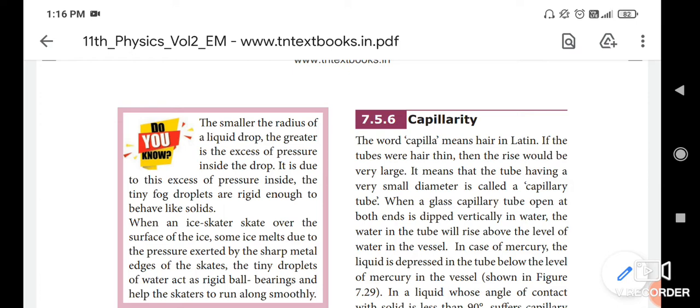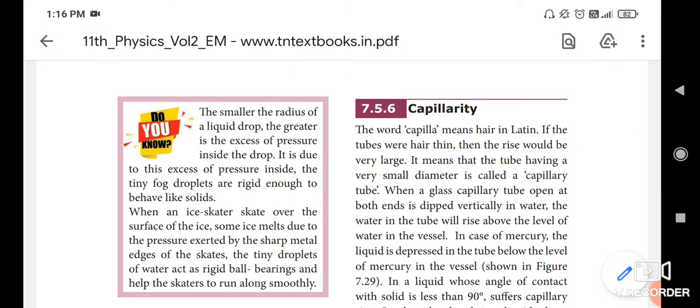The angle between the tangent to the liquid surface at the point of contact and the solid surface inside the liquid makes one angle, which is called the angle of contact between the solid and liquid. That angle is denoted as theta.